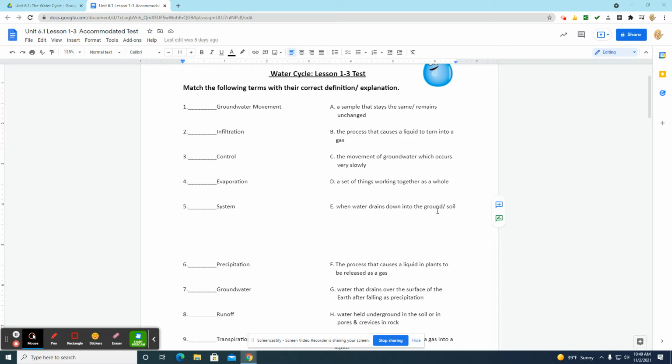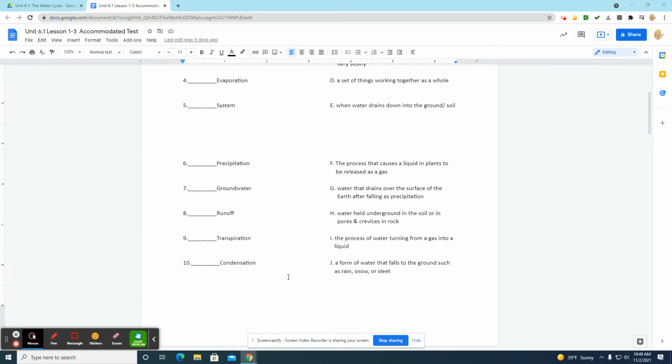Again, feel free to pause the video if you'd like some more time to think, but I'm going to move on to the second section. Number 6, precipitation. Number 7, groundwater. Number 8, runoff. Number 9, transpiration. Number 10, condensation.